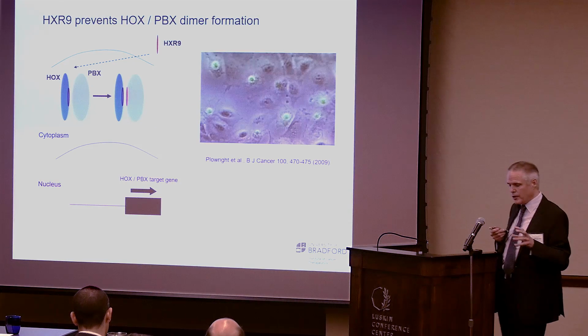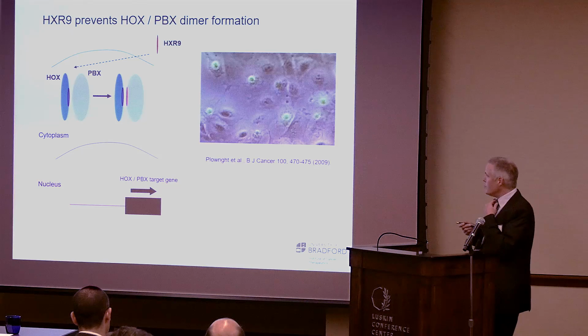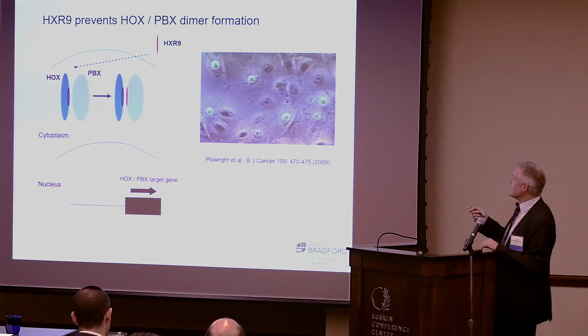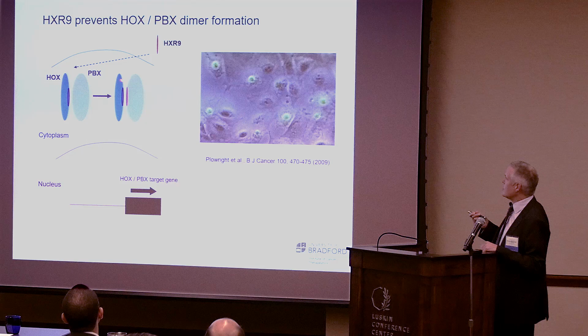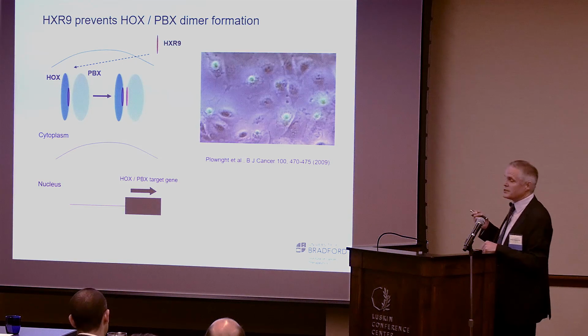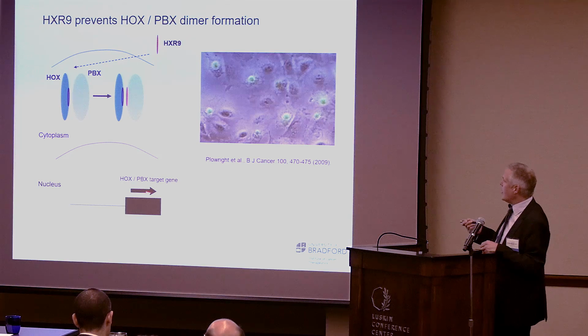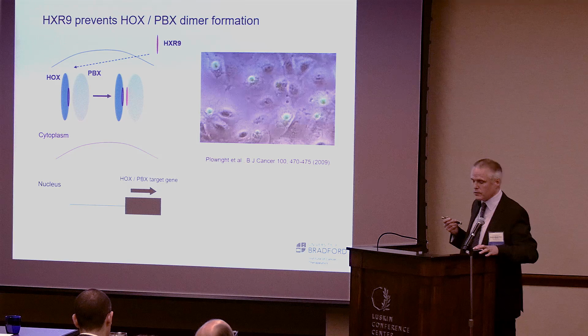And to cut another fairly long story very short, the answer is that yes, HXR9 can indeed disrupt the binding between HOX and PBX proteins. So this little schematic just shows you how. So HXR9 is this small peptide. It's taken up by cancer cells. It binds to PBX and blocks this interaction between HOX and PBX. And as a result, HOX-PBX target genes can no longer be regulated by these HOX-PBX combinations, these so-called HOX-PBX dimers.